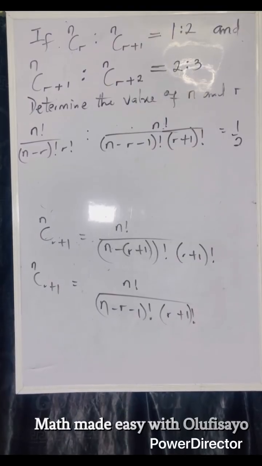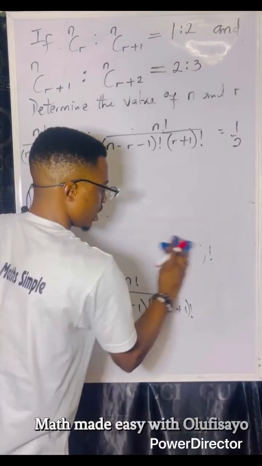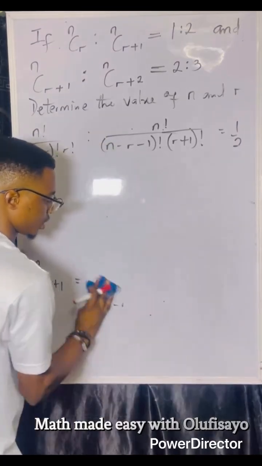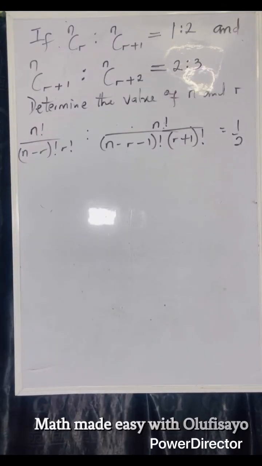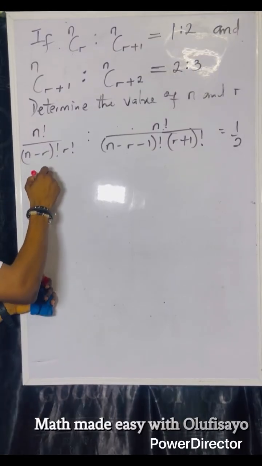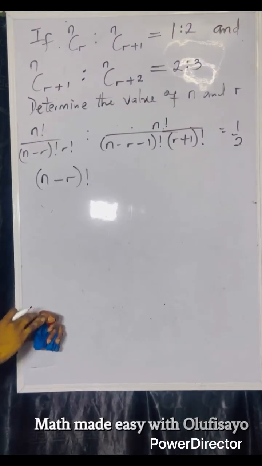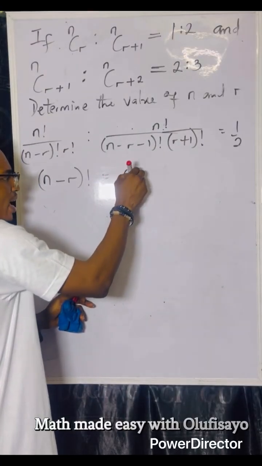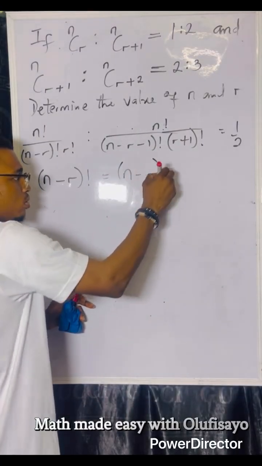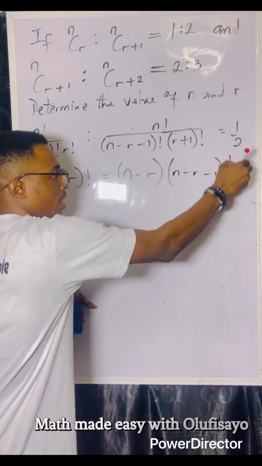Now, there is something I want us to know before we proceed. Look at this n minus r factorial. It is the same thing as n minus r minus 1 factorial.